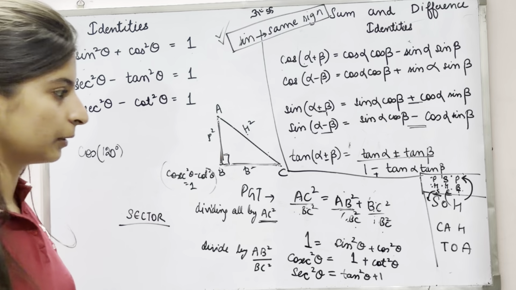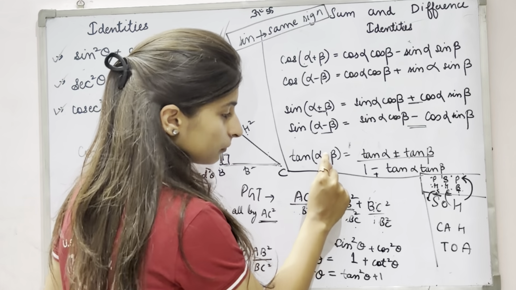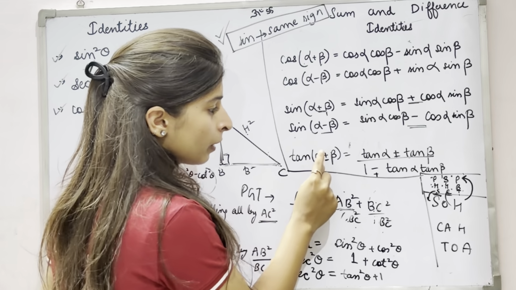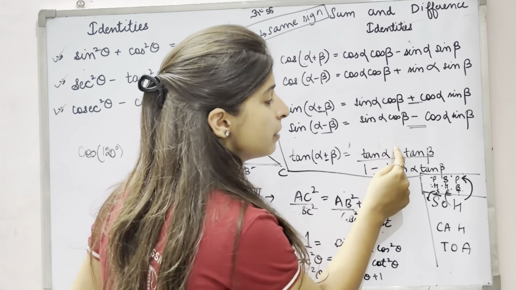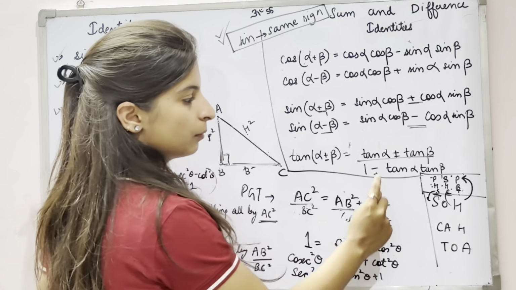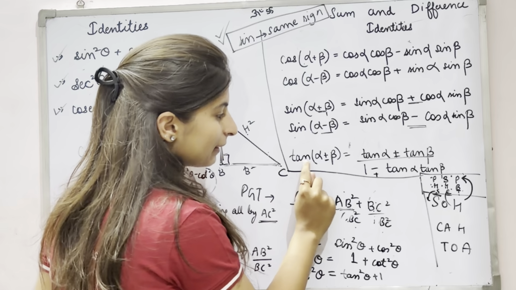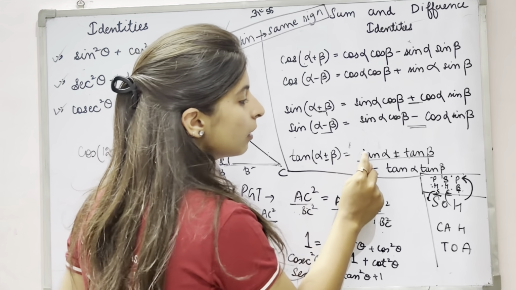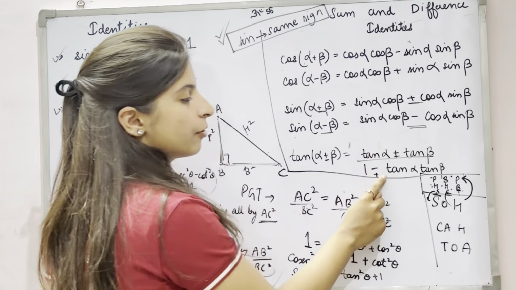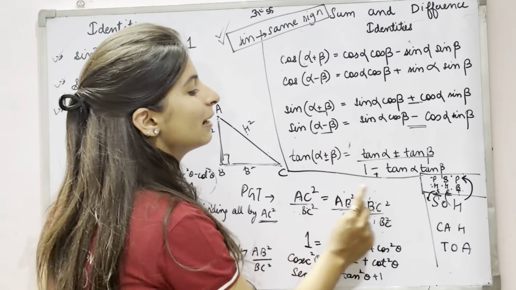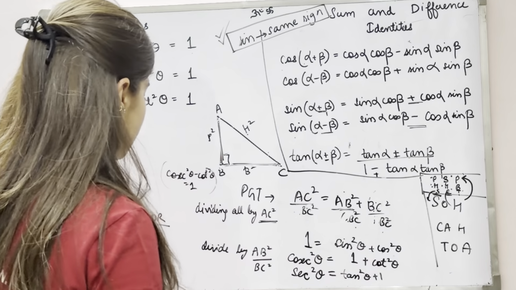Listen to me very carefully. There's plus on the top. Whenever there's plus on the top, the top will be plus and the bottom will be minus. For tan alpha minus beta, the top will be minus and the bottom is going to be plus. That's the relevance of writing it like this. Just learn it like this.